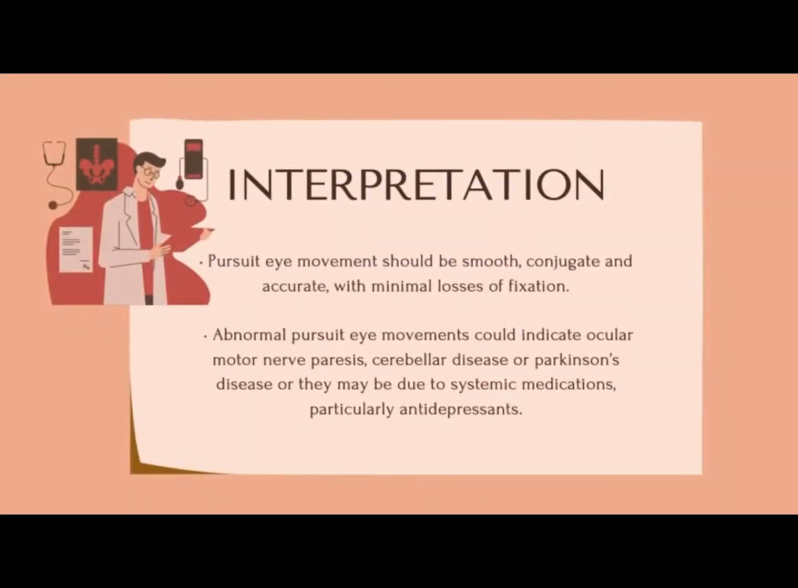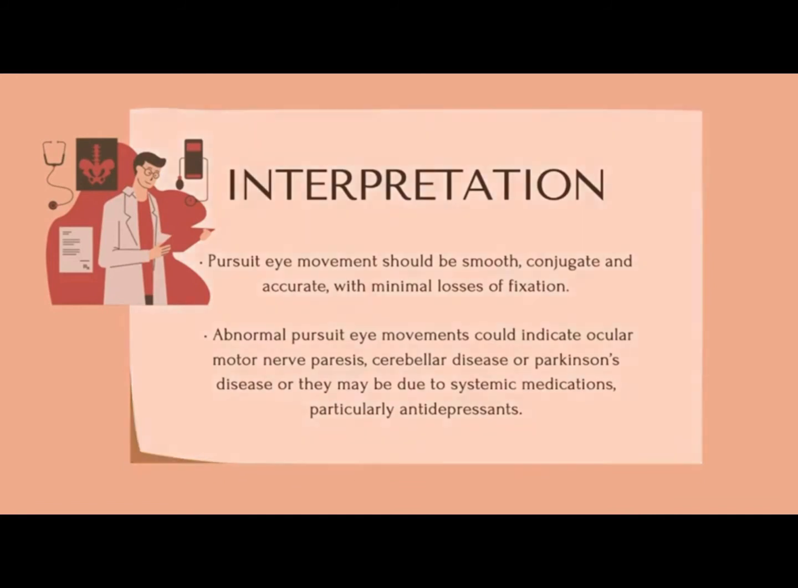Next is the interpretation of the pursuit test. So first, the pursuit eye movement should be smooth, conjugate, and accurate with minimal losses of fixation. Second, abnormal pursuit eye movement may indicate ocular motor nerve paralysis, cerebellar disease or Parkinson's disease, or it may be due to systemic medication, particularly antidepressants.